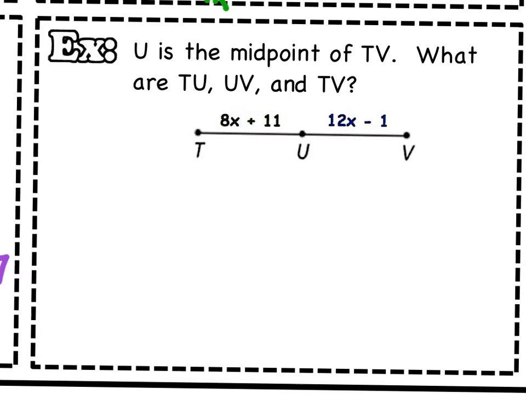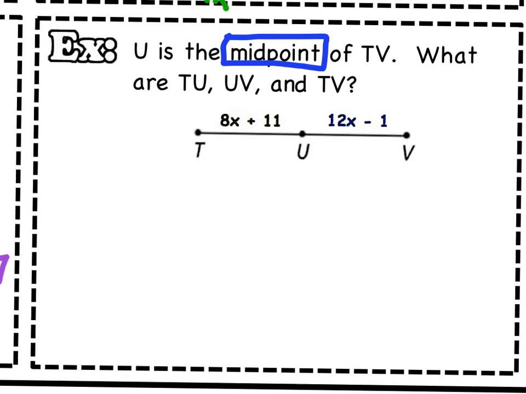So we've got to make sure that we read the question at the top and identify any key terms that might help us. So what I'm told at the top is that U is the midpoint of TV. Now, I know that we've seen midpoint before in this class, so that's probably a pretty important term, and it turns out that it is.